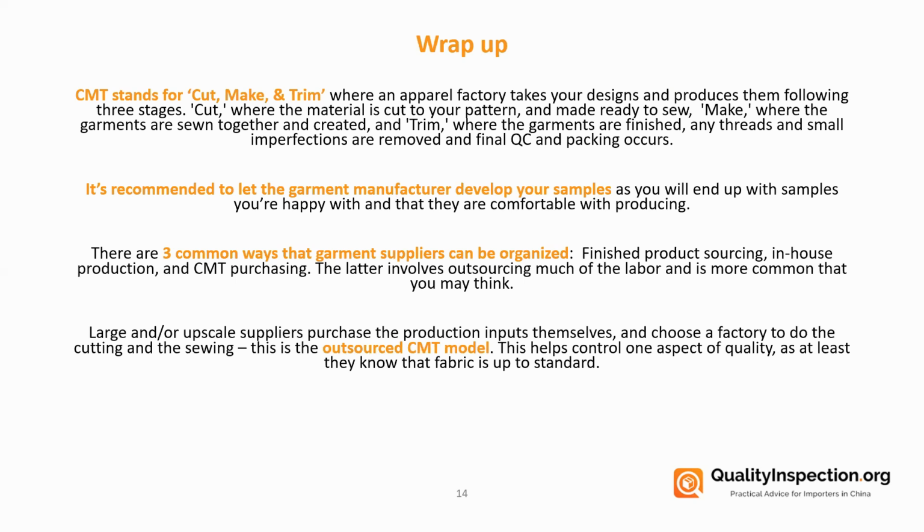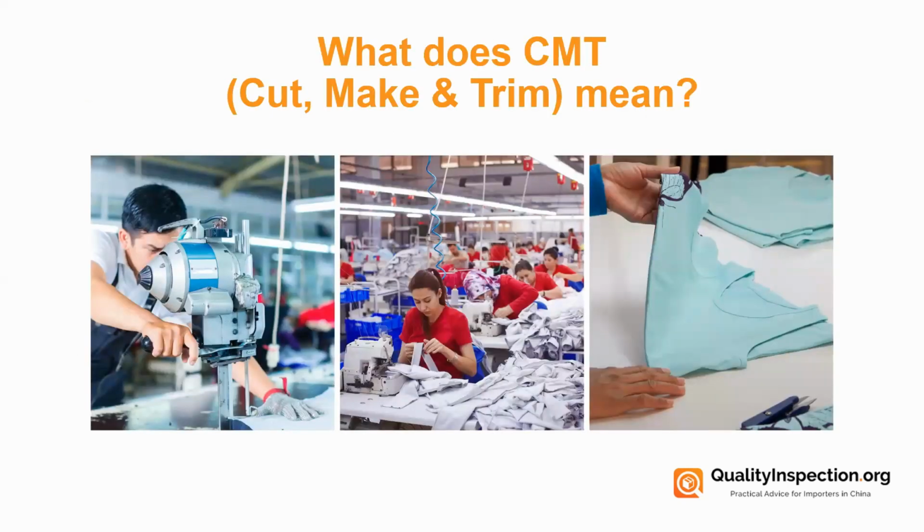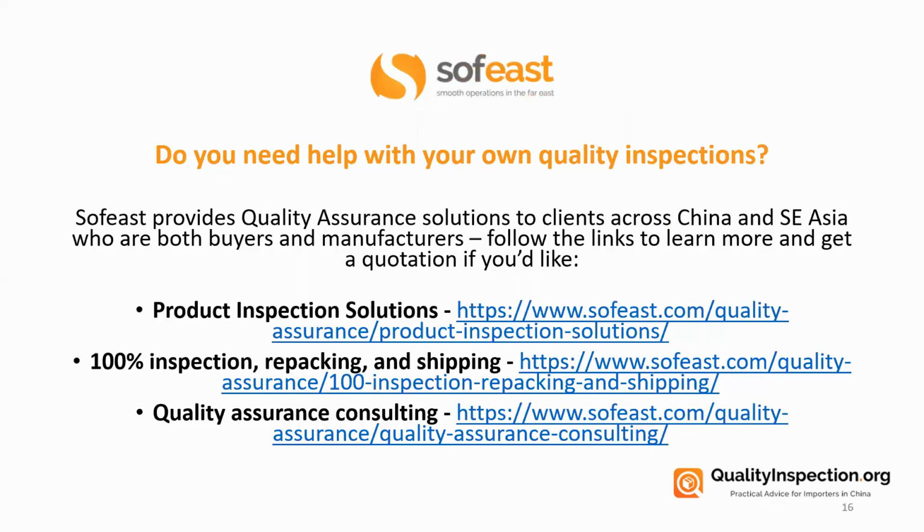So this is the outsourced CMT model that we've been discussing. By purchasing the raw materials themselves, this really helps to keep a good control over quality. And subcontracting CMT can reduce costs, but you need to be aware of drawbacks such as rush production, an unskilled workforce being used, not enough QC happening. All of these things can have corporate social responsibility consequences for your brand. And that brings us to the end of what does CMT, cut, make, and trim mean?